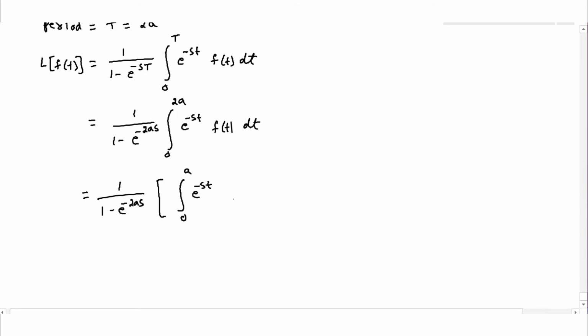F of t value is t times dt, plus the second interval that is given in the question is from a to 2a, e power of minus st. Check in the question for a to 2a, what is the value of f of t given? F of t value given is 2a minus t into dt. So under the integral, because you are having a product, I'll use the Bernoulli's rule over here. So let us try to use the Bernoulli's rule.